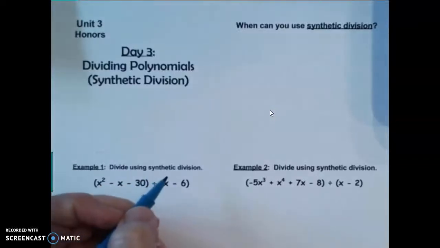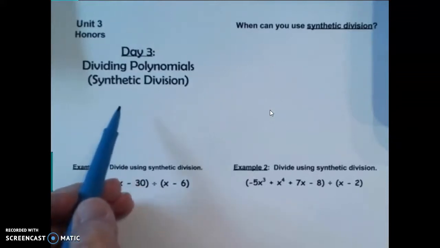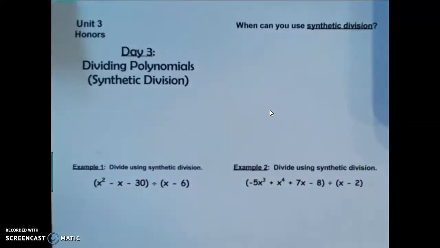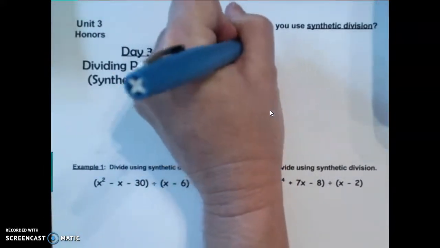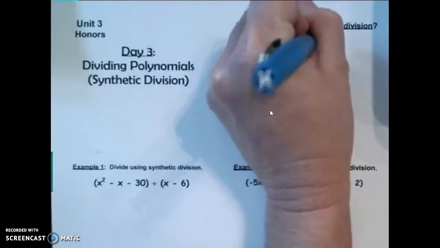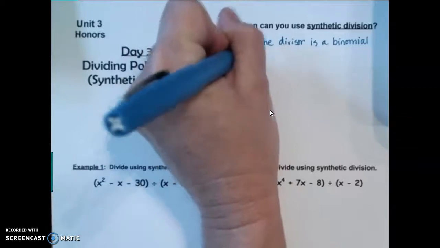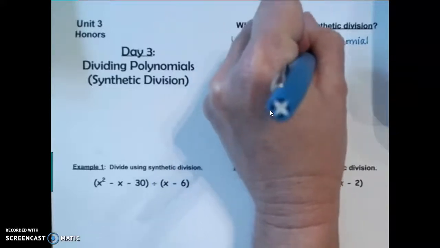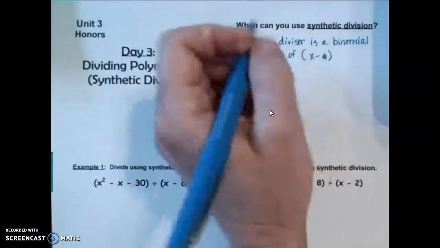Today we will start day 3 of Unit 3, which is still dividing polynomials, but today we're going to do that with a method that's called synthetic division. So the first question we want to ask is, when can we use synthetic division? You want to use synthetic division when our divisor is a binomial in the form of x minus some number. Okay, so x minus some number.